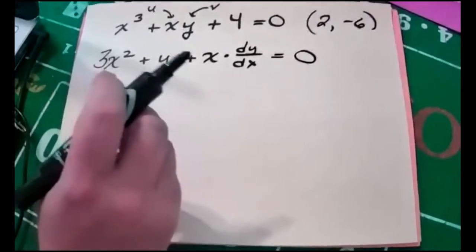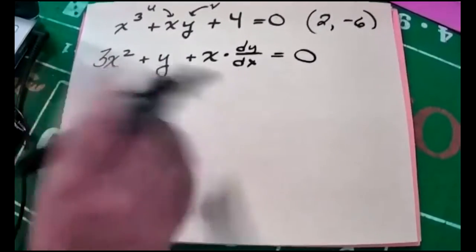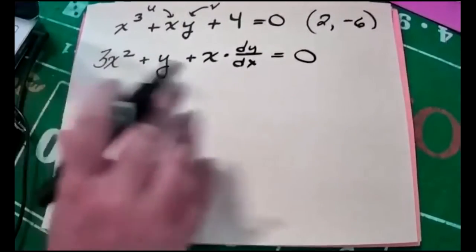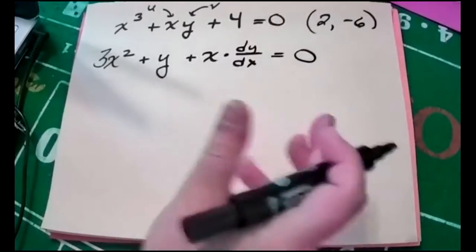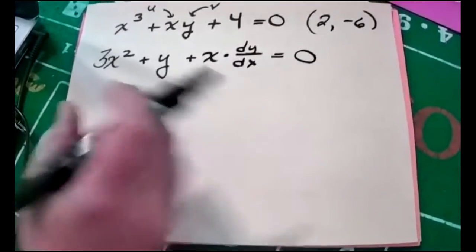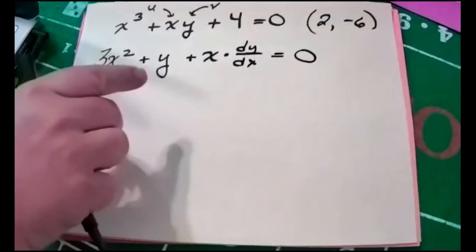Now, like before, what I'm going to do is solve for dy/dx. I'm going to bring all of the terms that are not dy/dx terms to the right. I'm going to keep the dy/dx terms that I have on the left. If there were any over here, I'd bring them over to the left.